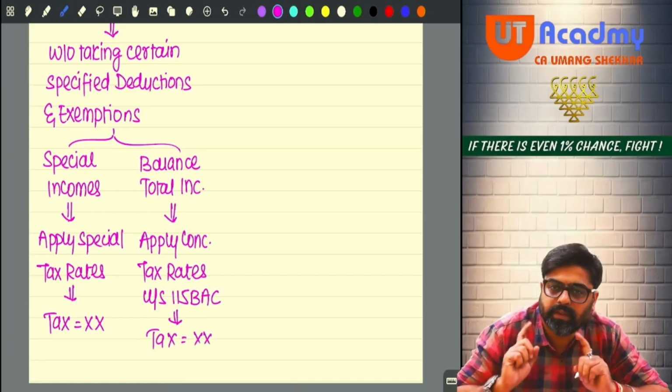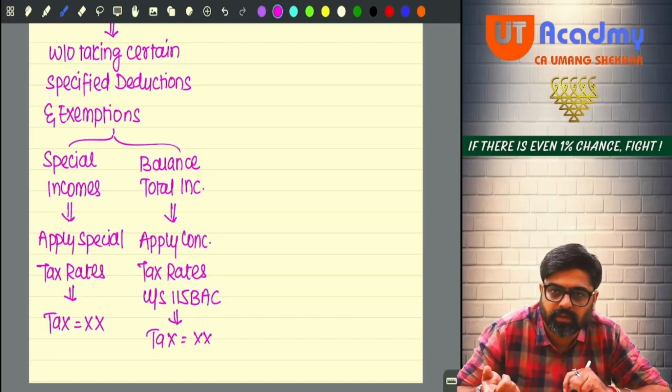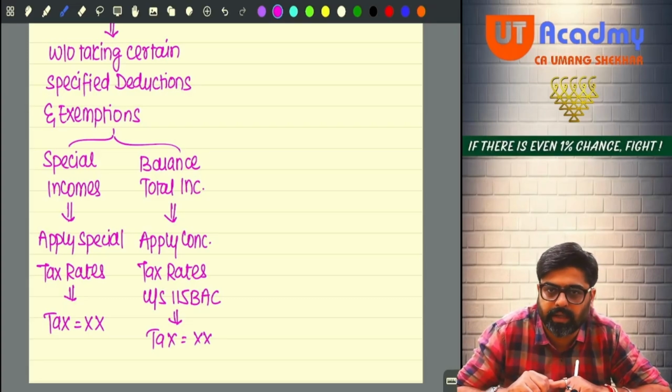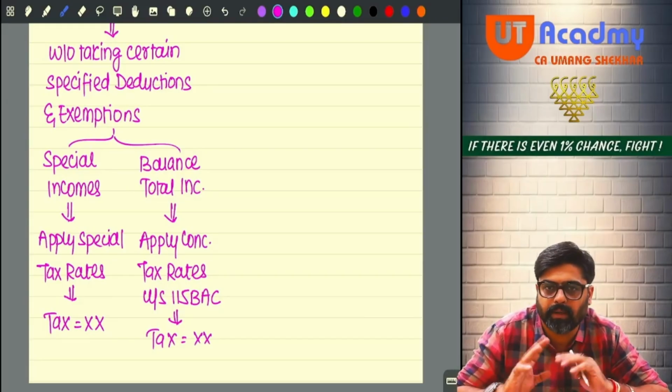Now add both of these taxes, you will get tax on total income, then surcharge, rebate, 4% cess, gross tax liability. TDS, TCS, advance tax you reduce. Then you can reduce your relief under section 89. All those things are the same. But your basic tax liability calculation will happen like this.